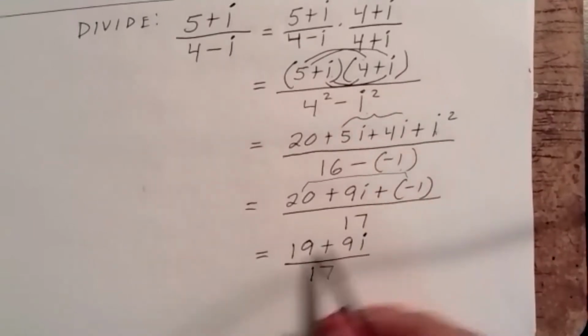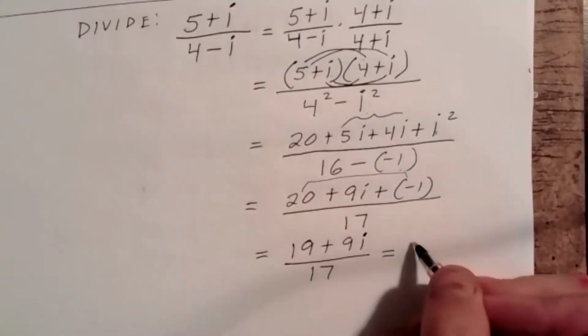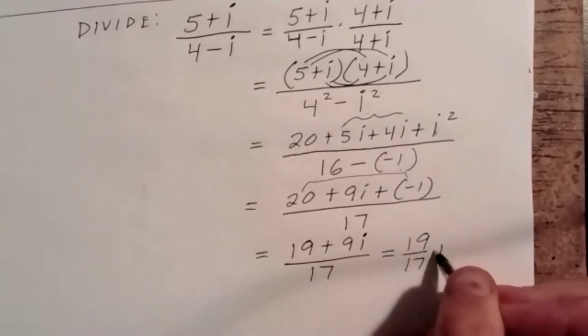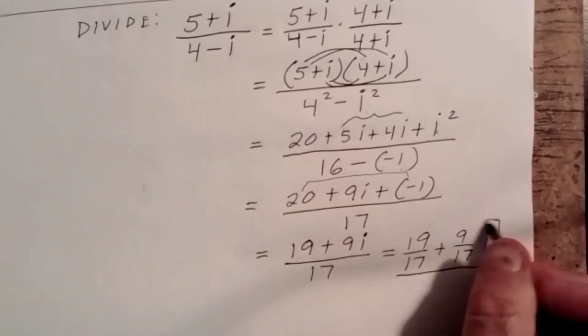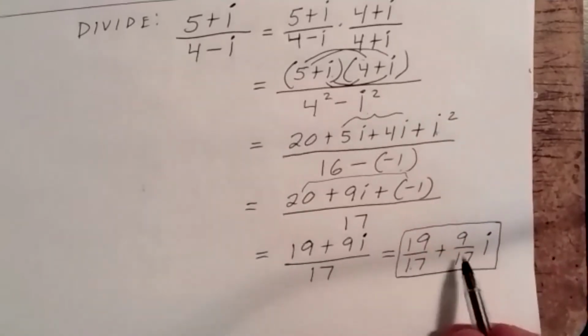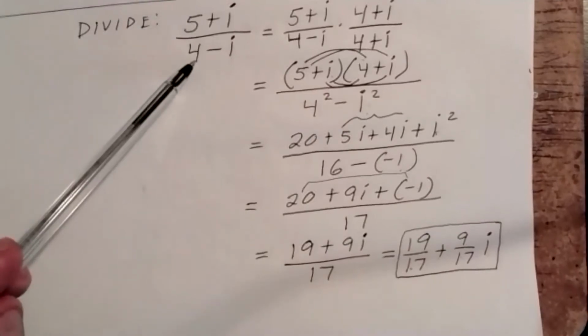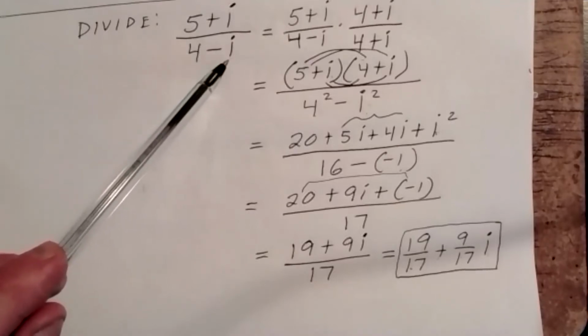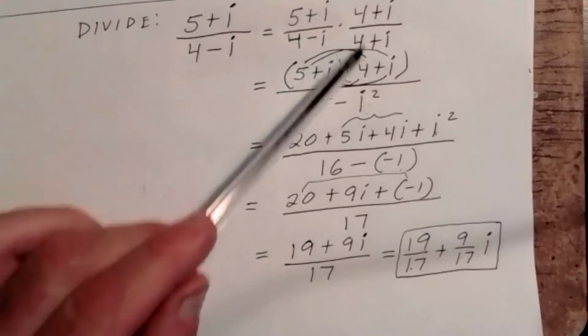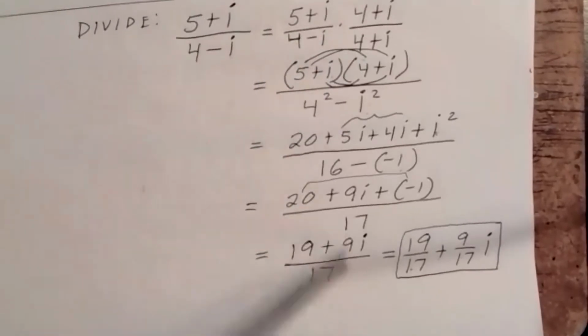And ladies and gentlemen, if you want to represent this quotient in standard complex number form, we would split this up and put 19 over 17 plus 9 over 17 and then multiply that by I. This is standard form for a complex number, A plus BI form. There you go. We have just divided 5 plus I by 4 minus I. We've done so by rationalizing this denominator, by getting rid of I, by multiplying top and bottom of the fraction by the complex conjugate of 4 minus I, which is 4 plus I. That's how we divide it. So to divide complex numbers means to get rid of I in the denominator. That's what it means.